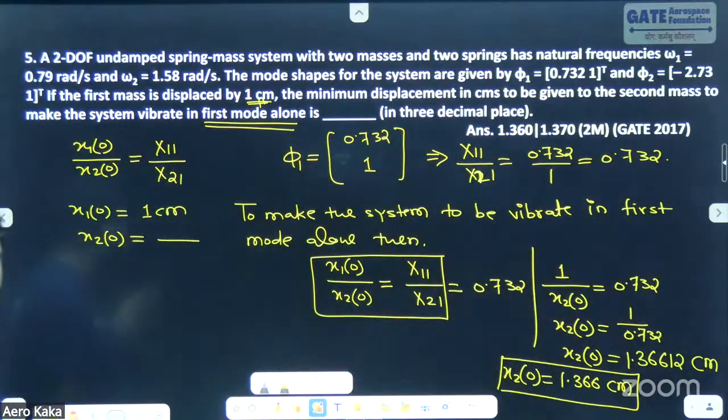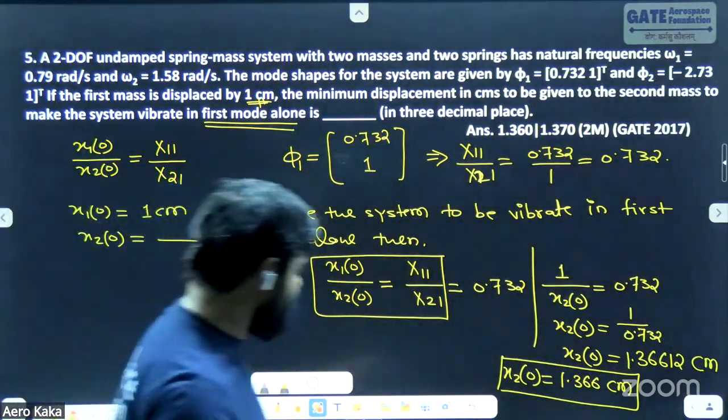Shall I change this? Yeah. One more thing.